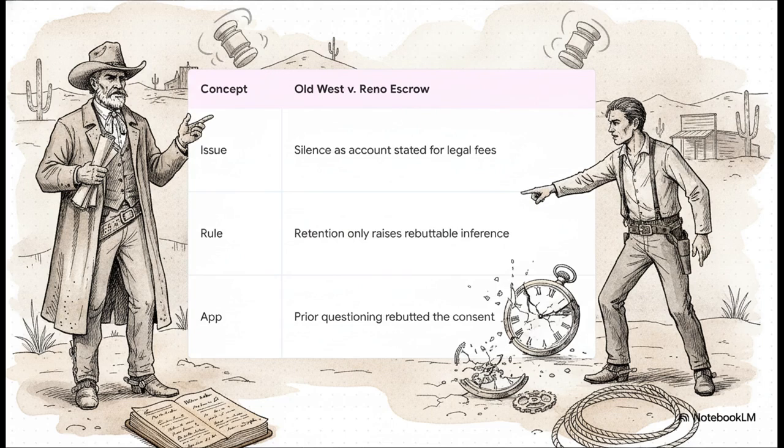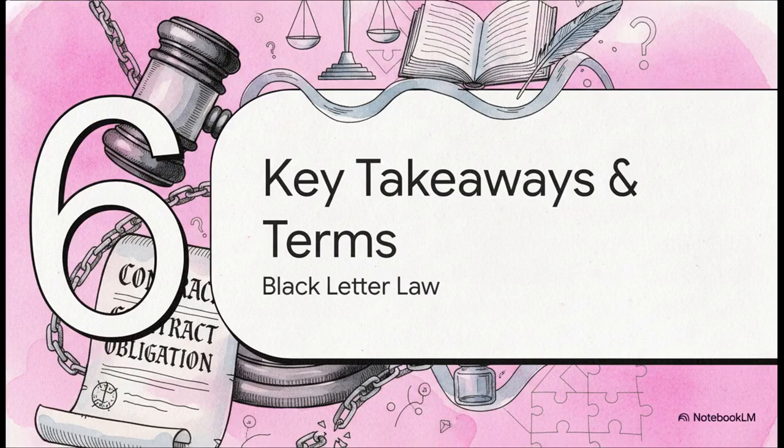A law firm sued their client, arguing that keeping the bills without objecting created an account stated. Easy win, right? Wrong. The client proved they had previously complained about the fees being excessive. The court ruled that retaining a bill only raises a rebuttable inference of consent. The client's prior complaints totally shattered that presumption, which forced the attorney to actually go to trial and prove their fees were justified. Let's bring it home with Section 6, Key Takeaways and Terms.